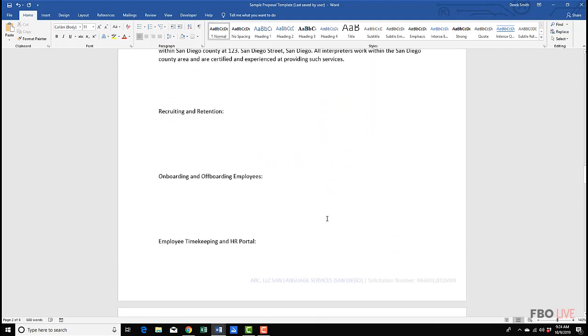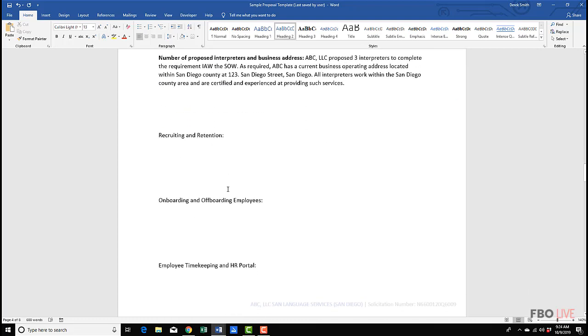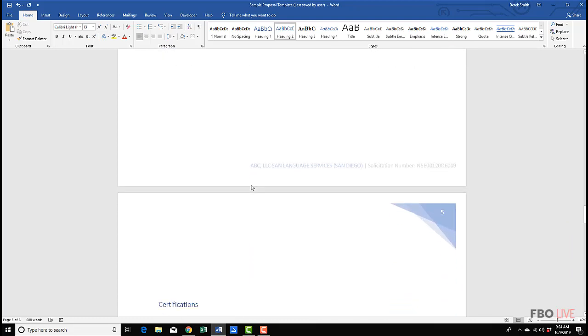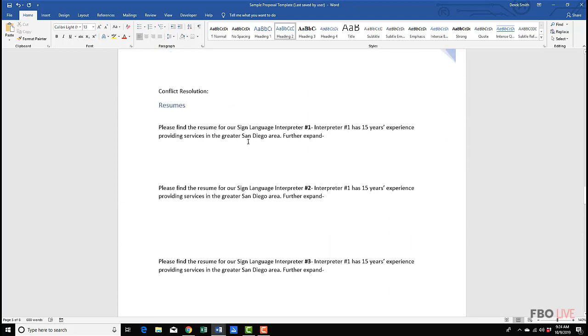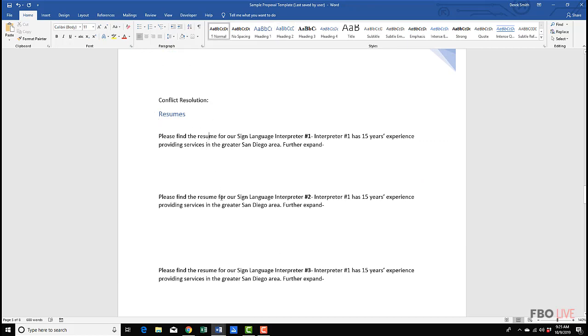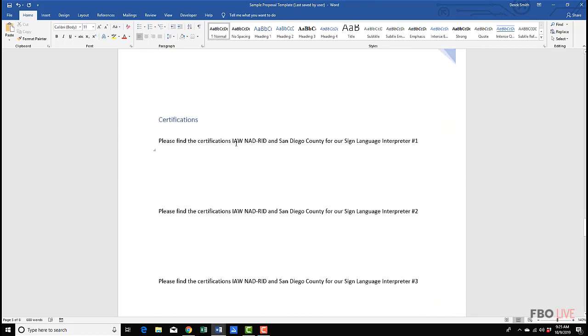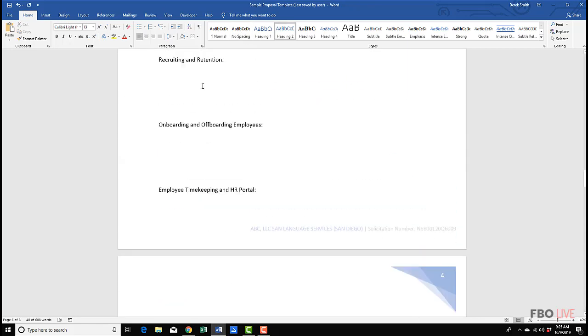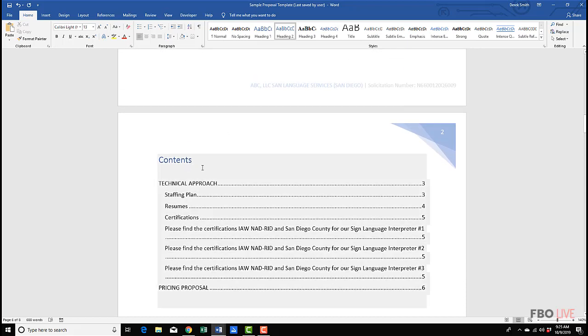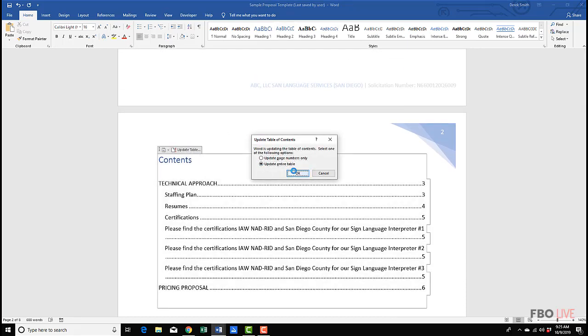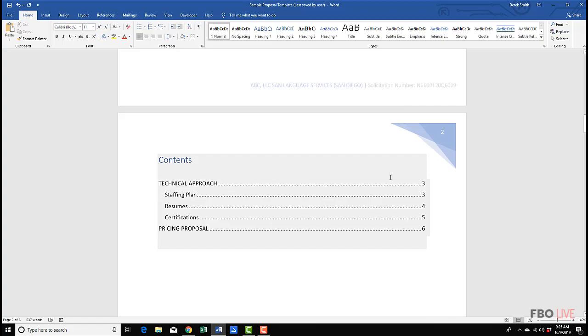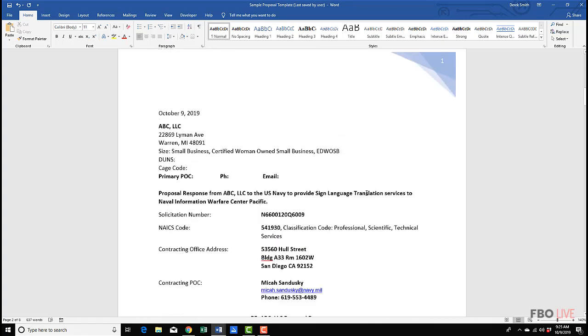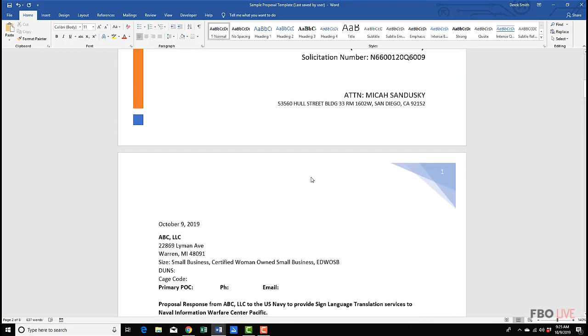But yeah, the table will reflect the staffing plan, the resumes, and the certifications. Ooh, maybe it's this one that I wasn't doing. Oh, sweet. Yeah, I can fix this. I was literally just fixing the wrong thing. That's why it wasn't working. Okay, that should work now. There we go. Perfect. So we have a technical approach and a pricing proposal. That's all that we needed. And then we have our cover, our company profile, and then our cover page.